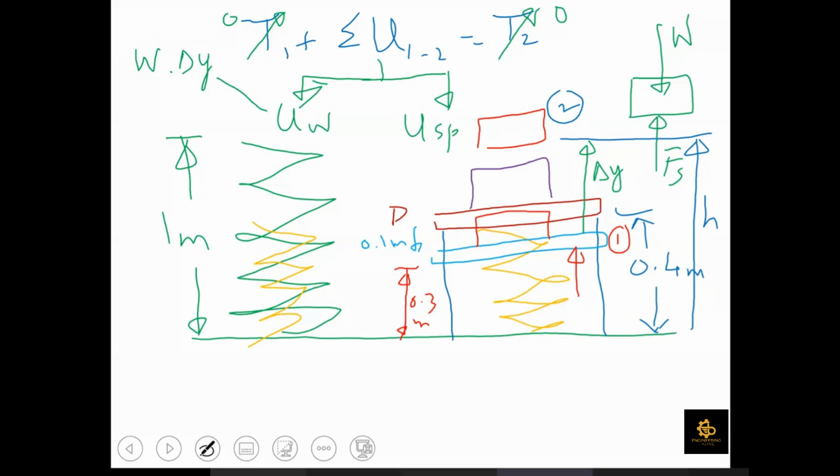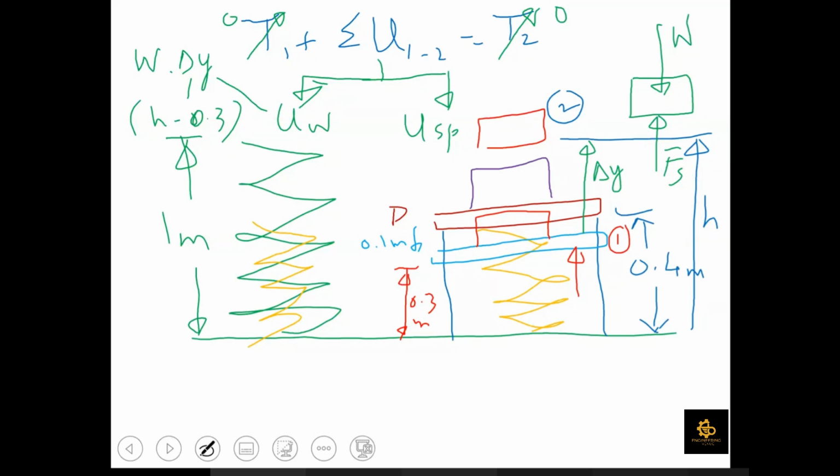Yes sir. Delta Y? So what should be this delta Y here? Can you identify it and relate it with H minus 0.4? H minus 0.3. So it is going to be h minus 0.3. As per the geometry, this delta Y is h minus 0.3. The weight is given, the mass is 2 kg, so we can calculate that weight. What should be the sign of this work done due to weight? Positive or negative?